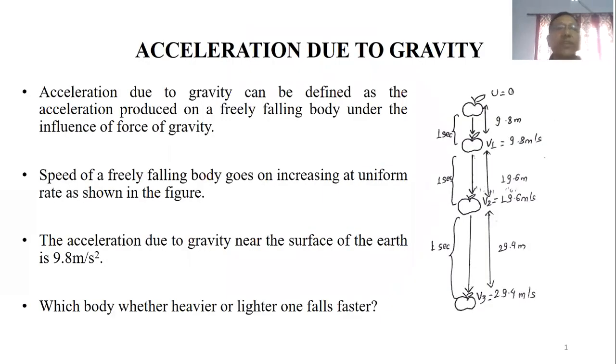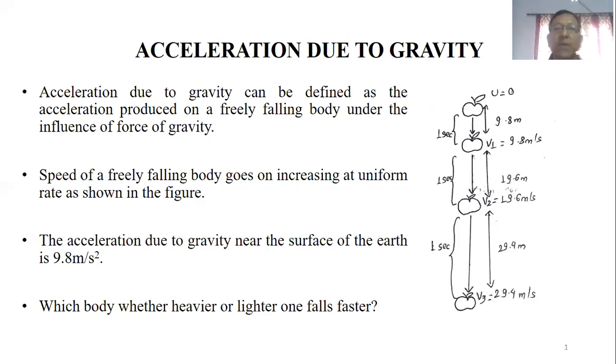acceleration due to gravity. When an object is released from a height, it falls downwards due to the attraction of the force of gravity of the earth. As it falls downwards, its velocity goes on increasing. It means its velocity changes with time under the action of gravity, and it produces an acceleration, which is called acceleration due to gravity.